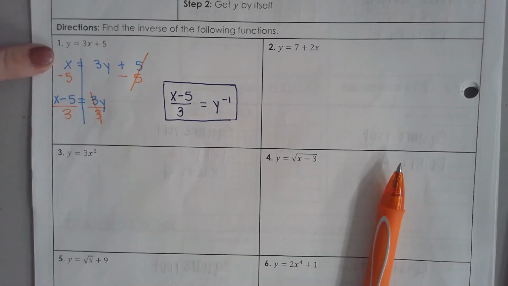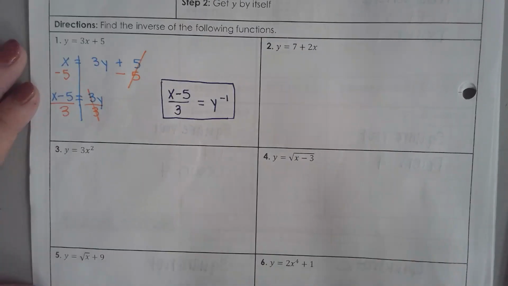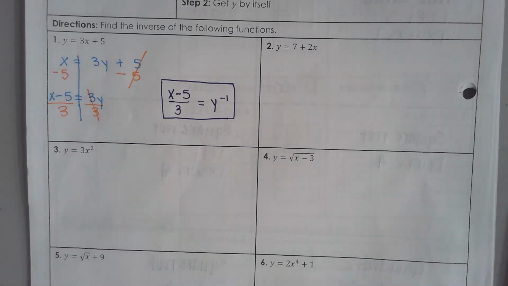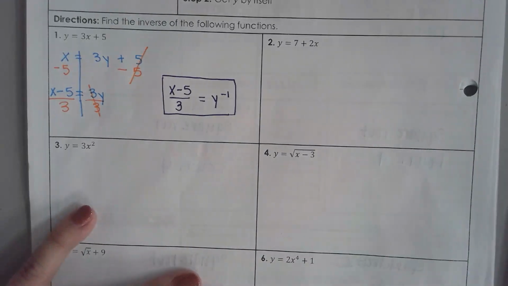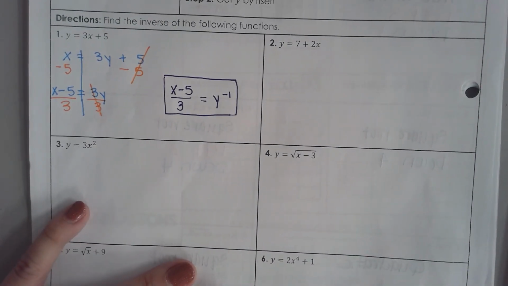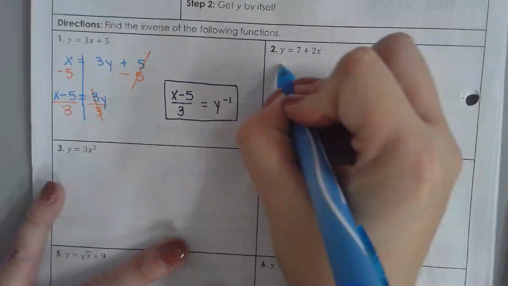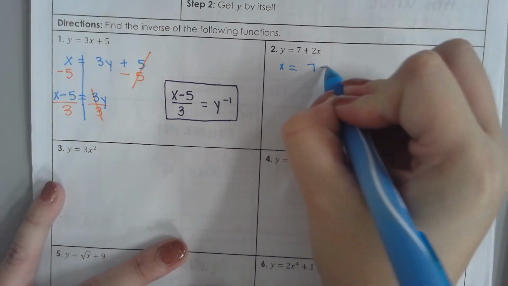Okay. All right, so number 2. My original function is y equals 7 plus 2x. I want you to find the inverse. You're going to do that by switching the x and the y, because in functions that have inverses, their x's and y's are switched. So x equals 7 plus 2y.